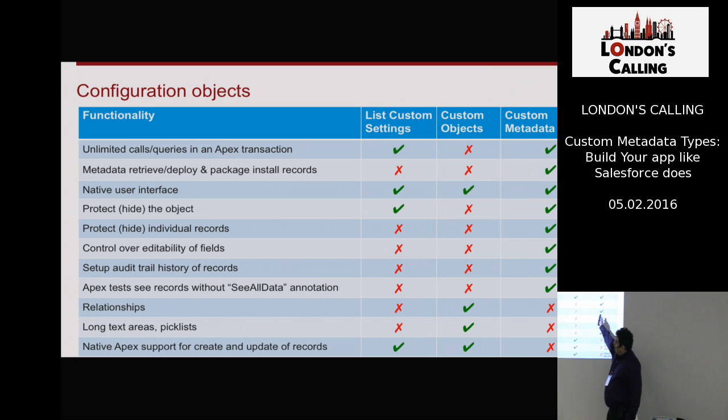We've already talked about using retrieve and deploy and package install. Native user interface, I should probably even take this off this slide because this is pretty expected. It just wasn't there in summer 15, so we added this record to the slide. But again, it's layoutable, unlike the list custom settings interface, which is just basically every field straight down a list.